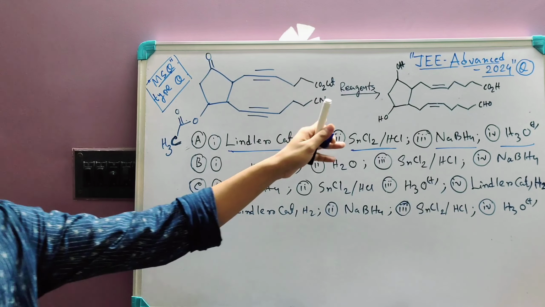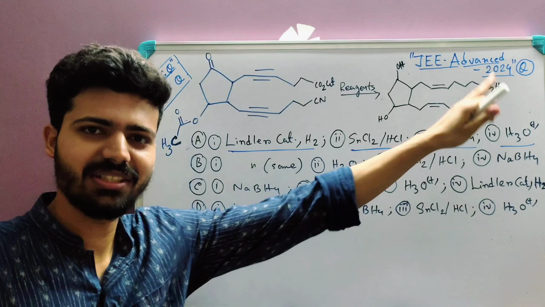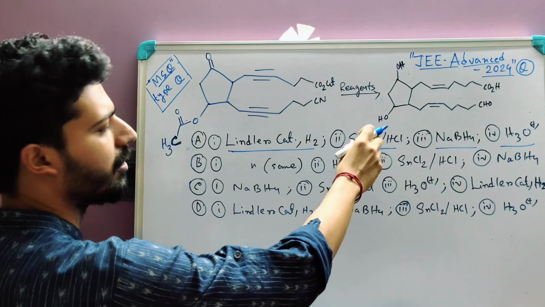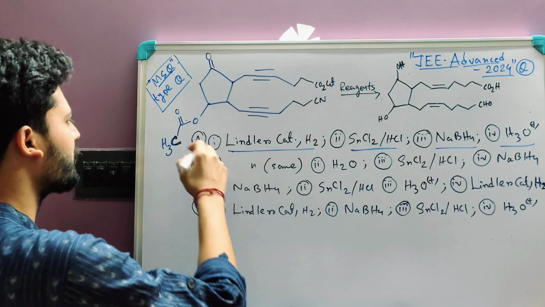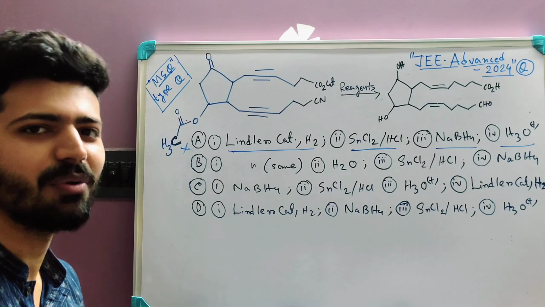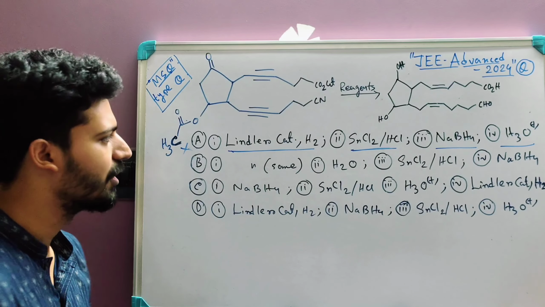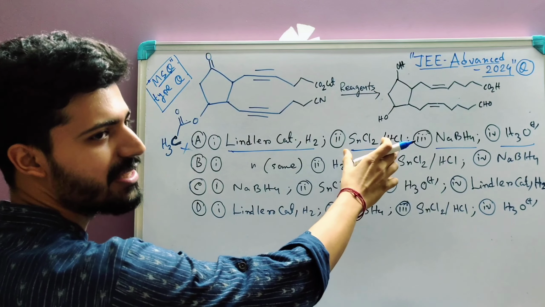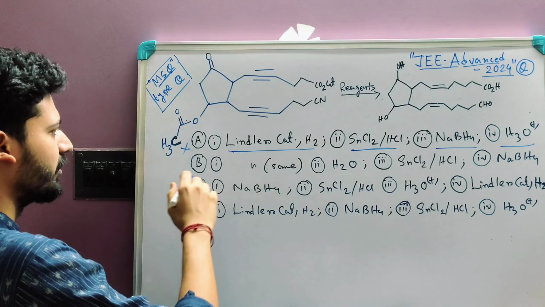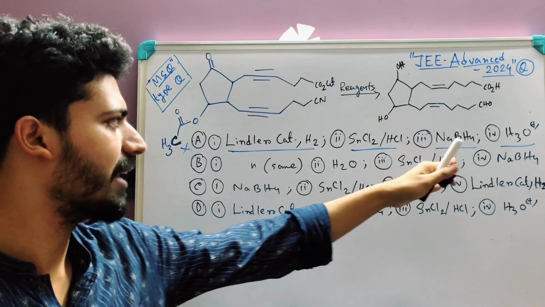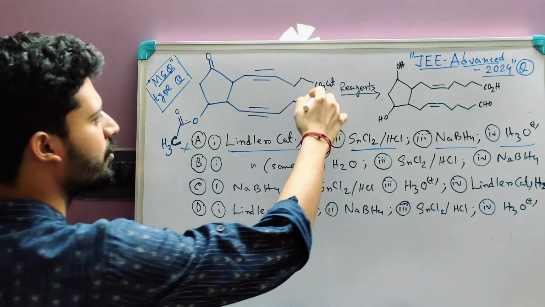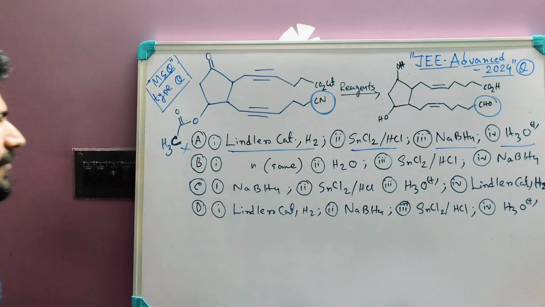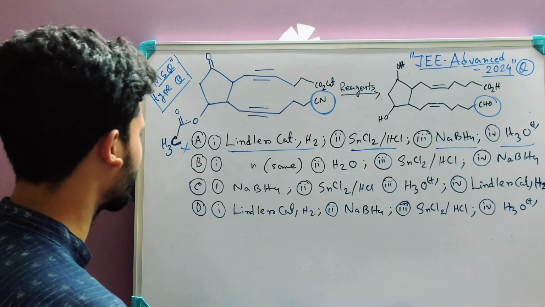You can see this CN is converted to CHO, meaning the Stephen reaction may happen here, right? But SnCl2/HCl alone cannot convert CN to CHO, so this option is eliminated. First we need to eliminate the options, then we can solve this problem easily. I eliminated this option because only SnCl2/HCl is given, no water. Then I will come back to the Lindlar catalyst, NaBH4 and H3O+ part. But first I need to understand how to convert this CN to CHO. CN to CHO means Stephen reaction, right?